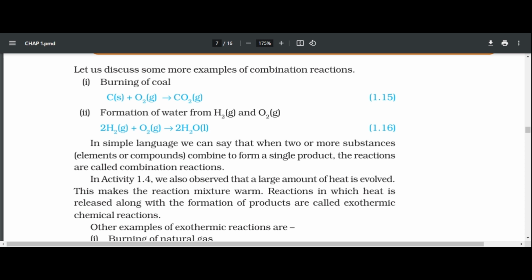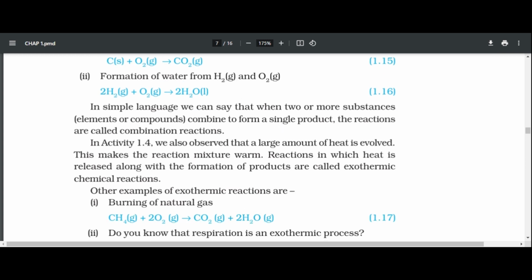Burning of coal: C(s) + O2(g) gives CO2(g), that is equation 1.15. Formation of water from H2(g) and O2(g): 2H2(g) + O2(g) gives 2H2O(l). That is equation 1.16. In simple language, we can say that when two or more substances, elements or compounds, combine to form a single product, the reactions are called combination reactions. In activity 1.4, we also observe that a large amount of heat is evolved. This makes the reaction mixture warm.